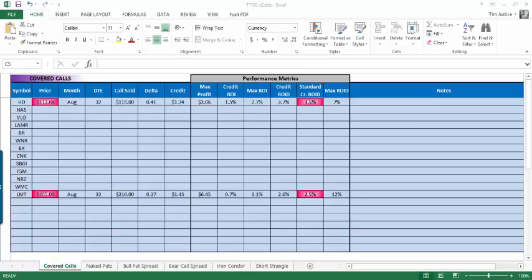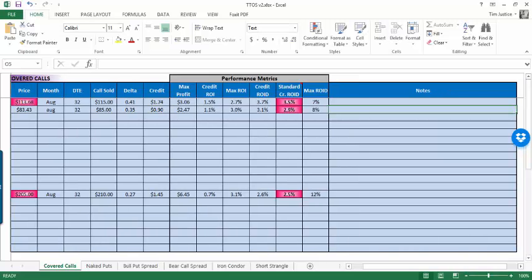So then we come over here. Hasbro 83.43. We're going to use the August, 32 days. Call sold is the 85. That's a 35 delta. Pick up a 90-cent credit, and then boom, it will calculate everything for you.